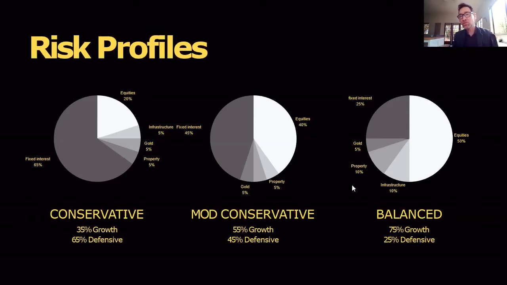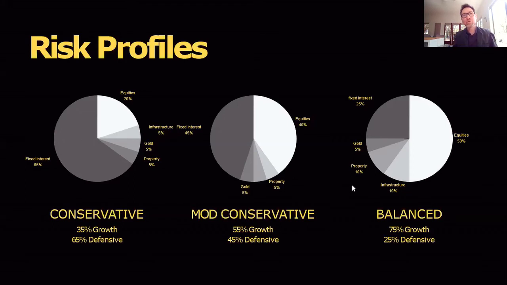If you're in your 20s or 30s, and particularly with your super, for instance, you can't typically access that until at least age 60. So if you're in your 30s, you've got 30 years before you can access that money anyway. So you've got time to ride through any volatility, any downturns, any bear markets. You've got time to recover.